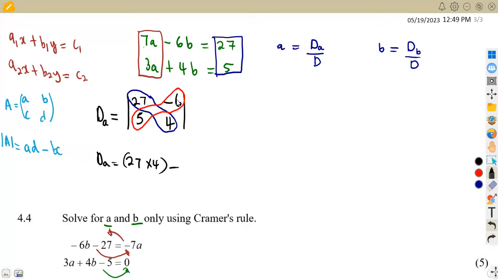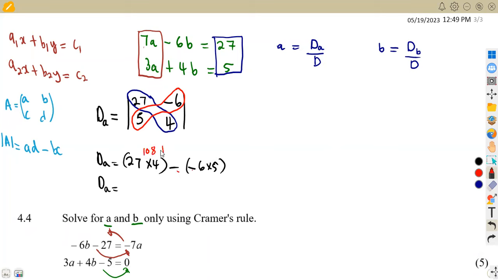minus the product of the minor diagonal. This part we are referring to the negative 6 and the 5. So we are going to multiply negative 6 and 5 in one bracket like this. So we can simplify this from our calculator. We can determine this part here. Here we could obtain something like 108 from this part. This is going to be 108.